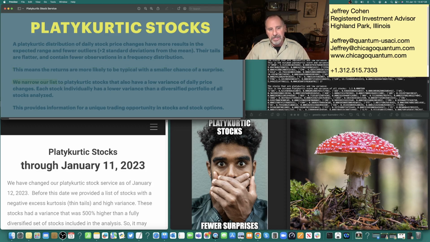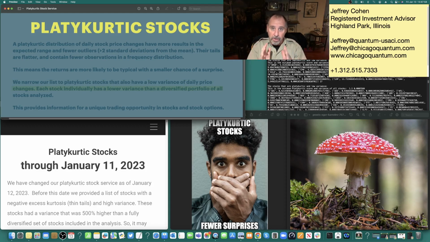We narrow our list to also include stocks with low variance of daily stock price changes. So the stocks have a lower variance than a diversified portfolio of all the stocks analyzed. So why do we do that? So you get more of a taste or a flavor of the platykurtic stocks, the ones that don't have outliers.